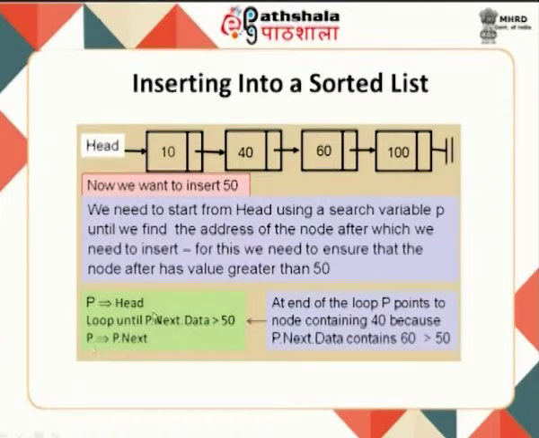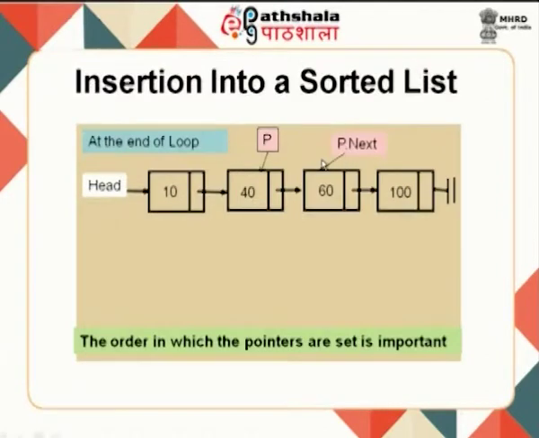So, I will keep doing this, P is equal to P dot next, to keep on moving through the nodes. Now, at the end of the loop, P points to the node containing 40, and P dot next dot data contains 60, which is greater than 50. So, now how do we do the insertion?